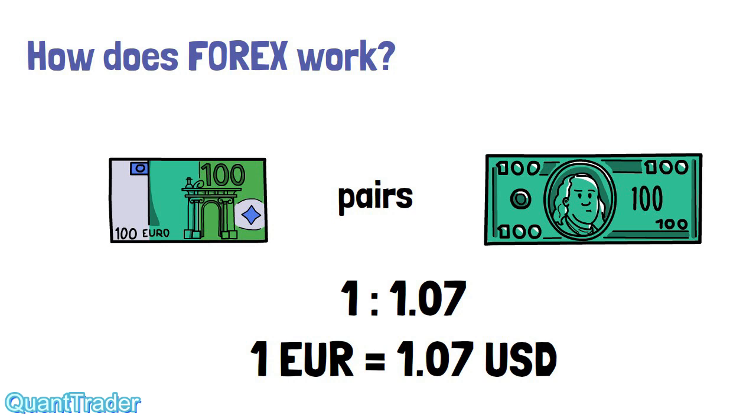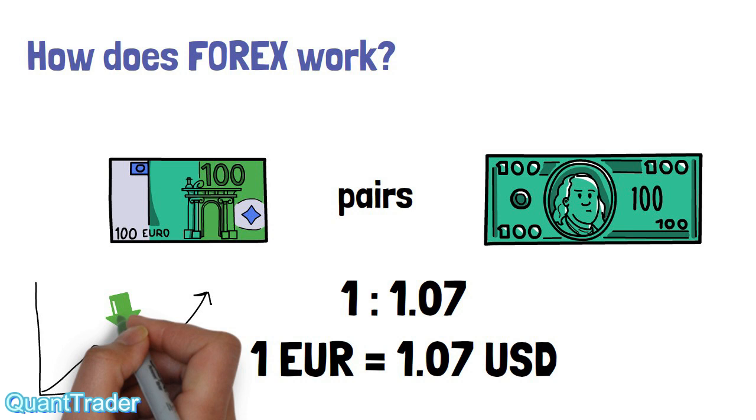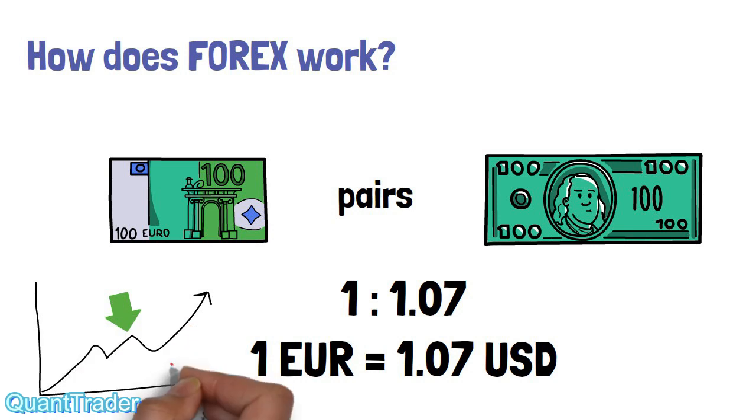Forex traders take advantage of changes in the exchange rate to make a profit. When the exchange rate changes, the value of one currency may increase or decrease in relation to another. By buying a currency with a high exchange rate and selling it when the exchange rate decreases, Forex traders can make a profit. Let me show you a very simple practical example.